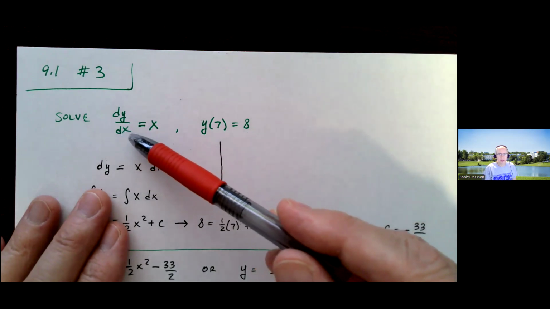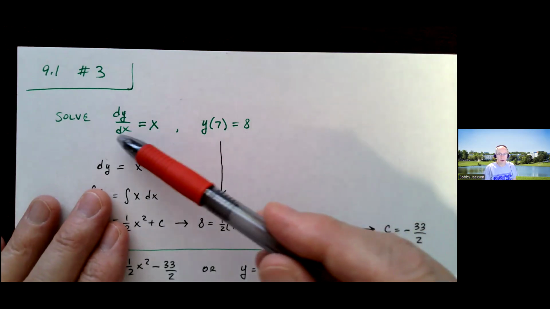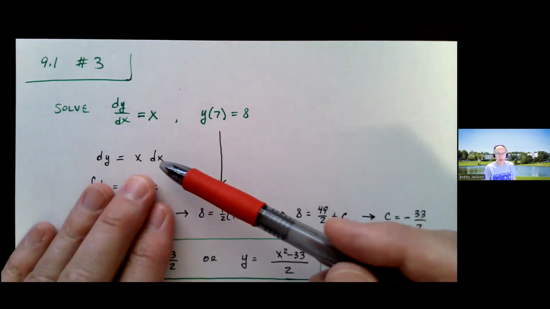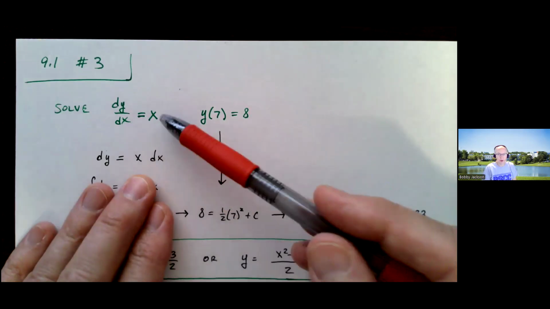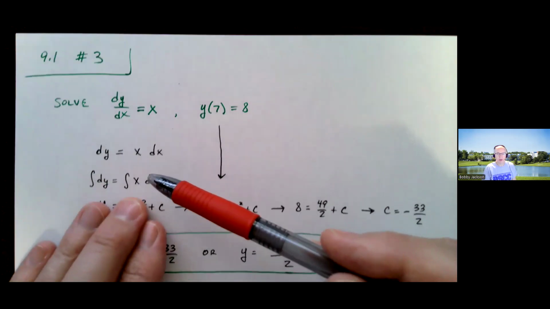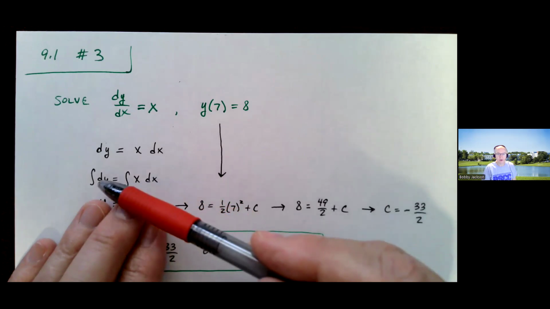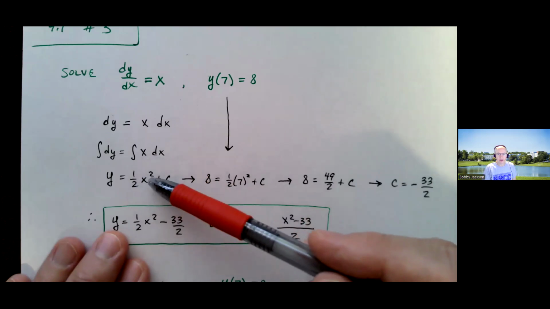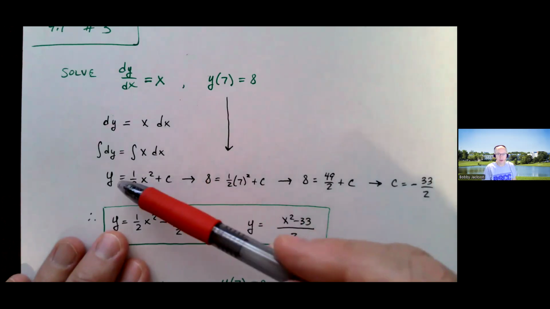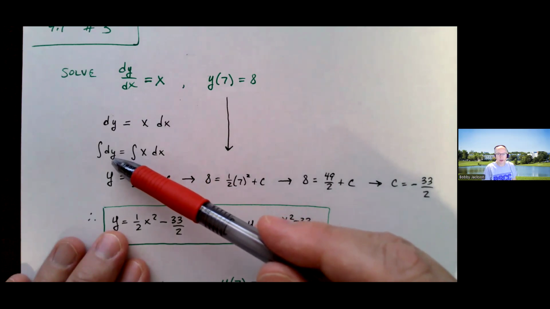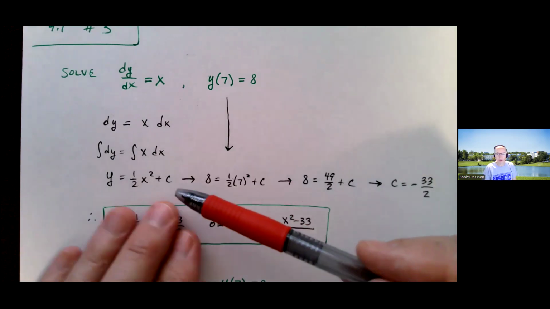This is really an easy problem in terms of what we've been talking about in this section on separation of variables. We would rewrite this in this form, multiplying by dx, essentially dy is x dx, and then integrate both sides. The antiderivative of 1 with respect to y is y. The antiderivative of x is 1/2 x squared, and don't forget our plus c, which is essentially subtracting the constant of integration from the left-hand side from the right-hand side.